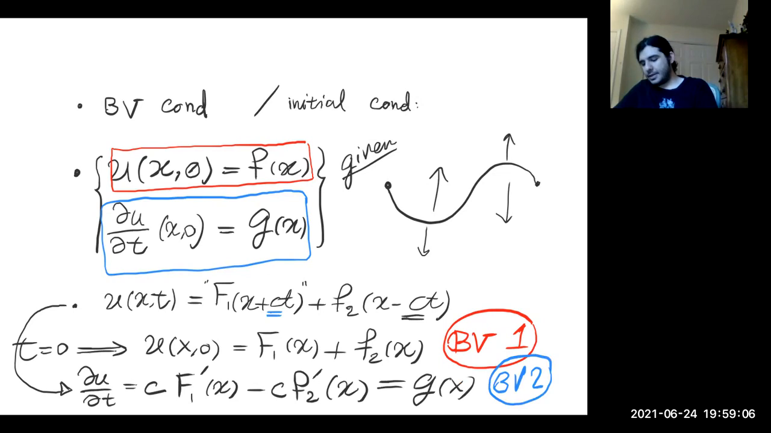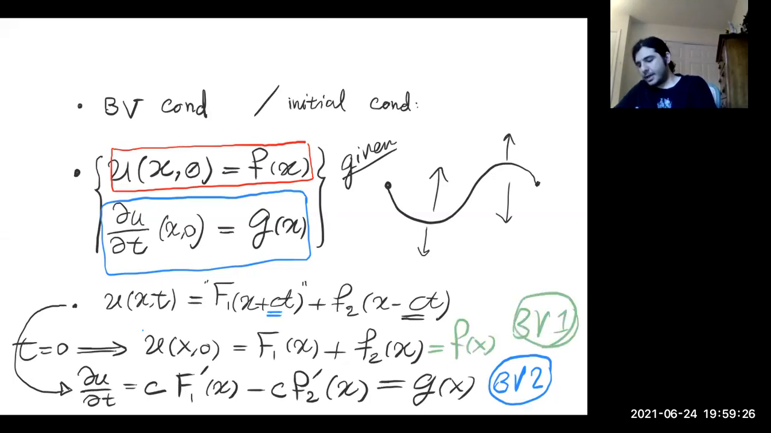So we have these two equations. Remember, the first one says, maybe I erase this one to write it here, that u of x and 0 should be equal to f of x for some given function f. So we have these two equations.